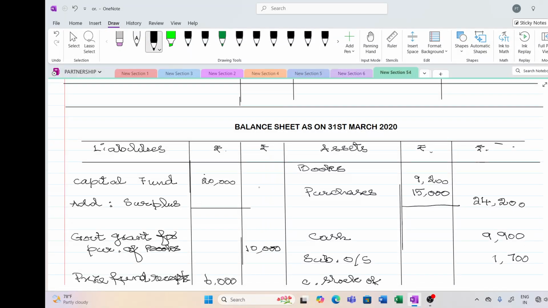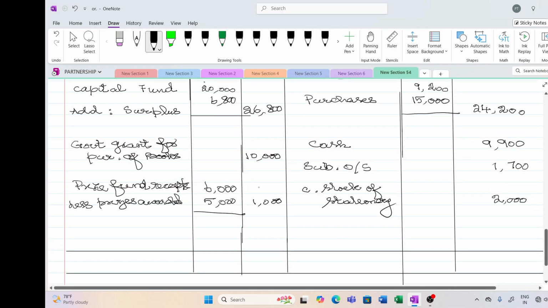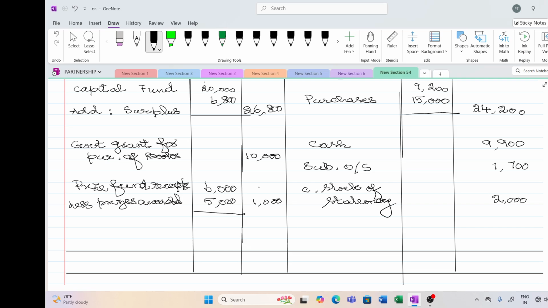Now bring it to your capital fund. You add the surplus, 6,800. So 26,800. After finishing everything, you close your income and expenditure, then close your balance sheet. 24,200. Let us add this side. 24,200 plus 9,900 plus 3,700. The total comes to 37,800. So let us add the liability. 26 plus 10, 36 plus 1, 37,800. So the balance sheet gets tallied.